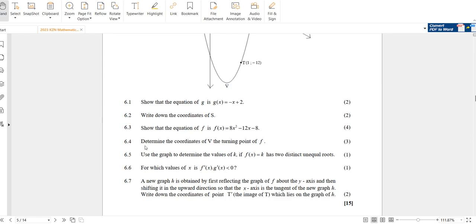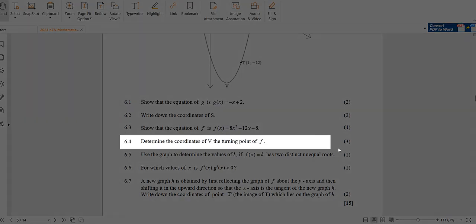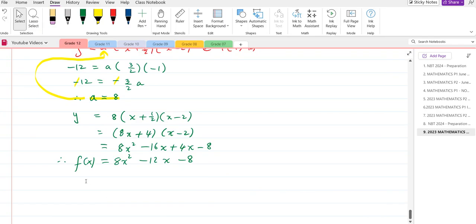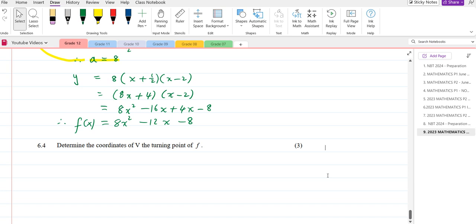Determine the coordinates of the turning point of f. Now remember, so far all these questions were just grade 11 math, so I'm just going to use grade 11 knowledge to solve this question, because how are we going to find the turning point of f? To find the turning point, we're going to get x max. How do we find the x value of the turning point? We say minus b over 2a.